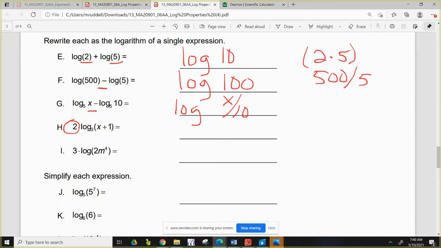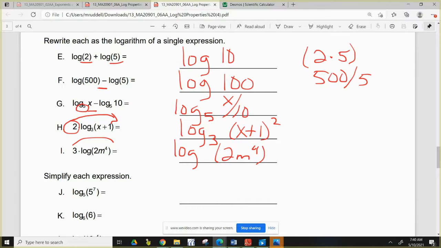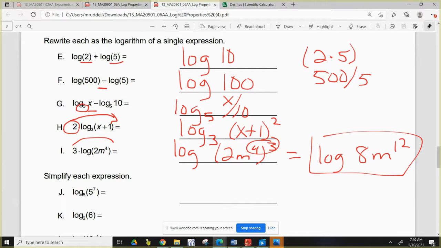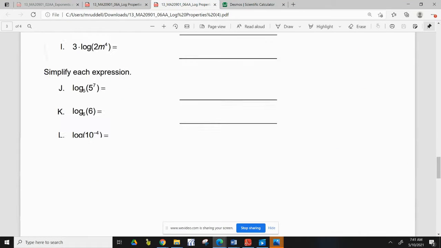In letter H, you have this number out front that's multiplied. Remember, that came from the exponent. So we have log base 3. Oh, I forgot this base 5. When you see this little base, it doesn't change, so you want to leave it the same. Log base 3 of x plus 1 squared. And log 2m to the 4th. That 3 that's in the front becomes the exponent here, which makes it 2 to the 3rd is 8. Multiply these. Easy peasy.